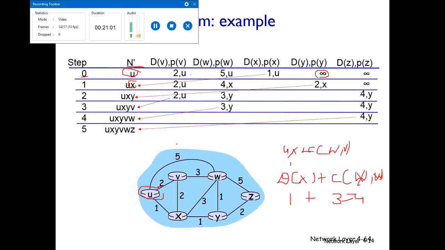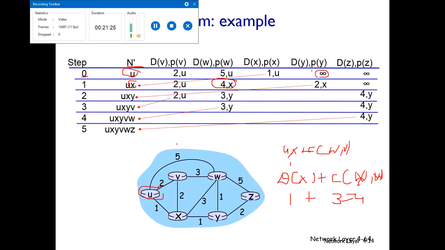We are going to update over here. So what we will do, we will put the cost as 4, and the predecessor node before w is x, so we update the node. Now from x to x the cost is always 0. From a node to that particular node the cost will always be 0. Okay. Next is from x to y.